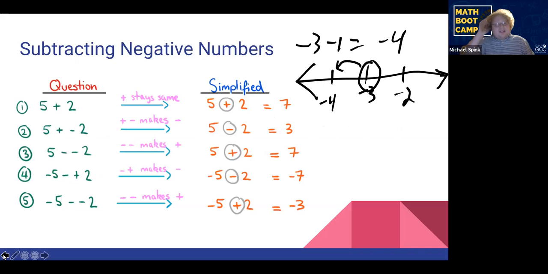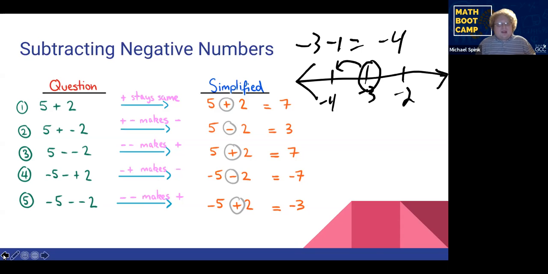Subtracting negative numbers is the one that's kind of tricky. The one to note here is when you minus a negative, it becomes just a positive in the middle. So looking at number 5 on this page, -5 minus a -2, well, when you see minus a negative, we're going to think of that as a positive. -5 plus 2, ooh, that's adding, as we've done before. -5 plus 2 is -3.